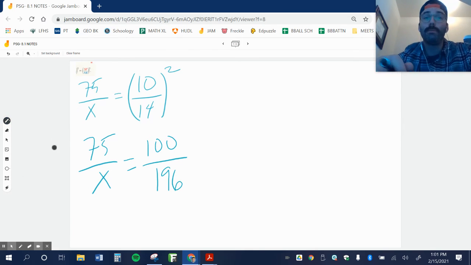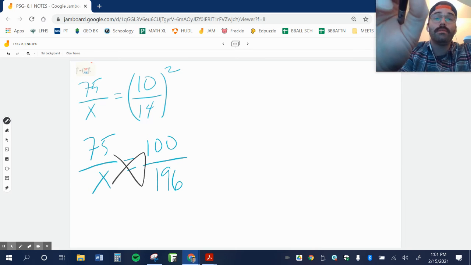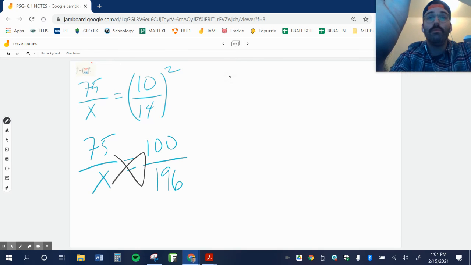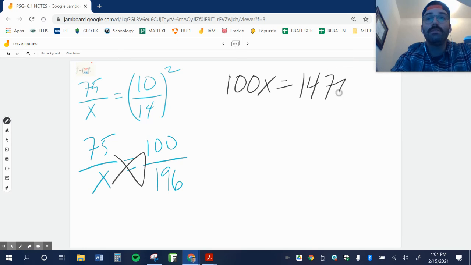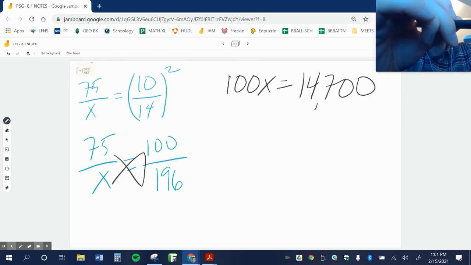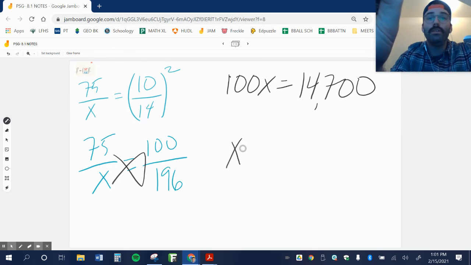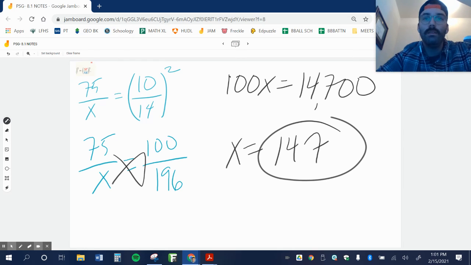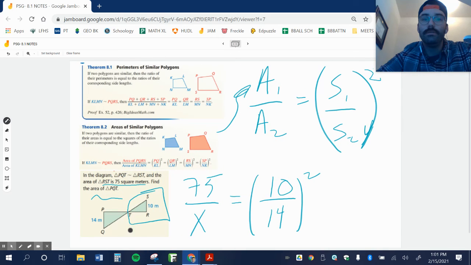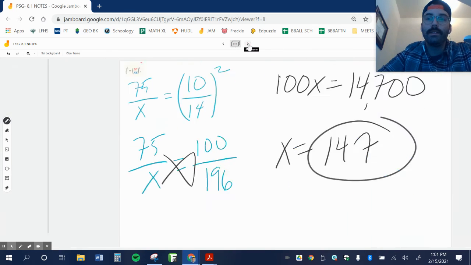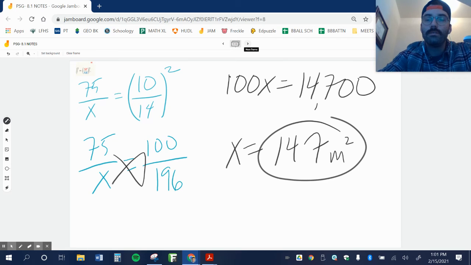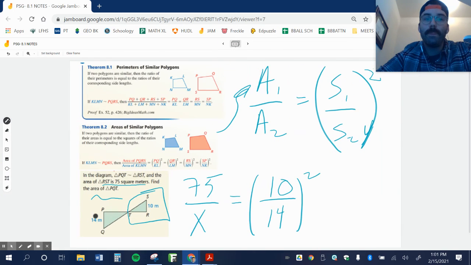After you square them, it's just a proportion here. Again, this whole chapter is all about solving proportions. Cross multiply. 100x equals 14,700. Divide by 100, I get 147 is my area. Boom. That's the area. I could say meters squared, since it was 14 meters squared.